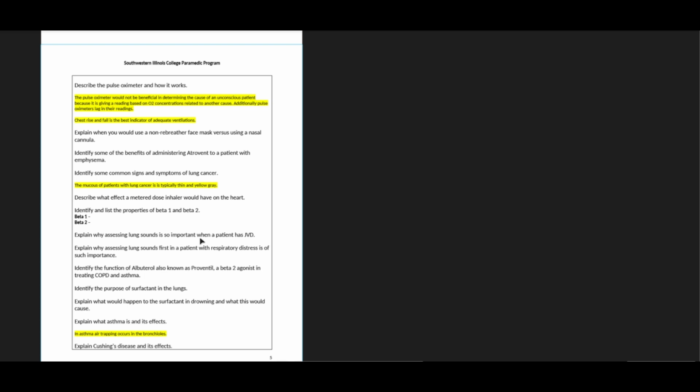Explain why assessing lung sounds is so important when a patient has JVD. This is going to tell you if the patient has pulmonary edema associated with that. Could be looking at a patient with left heart strain.